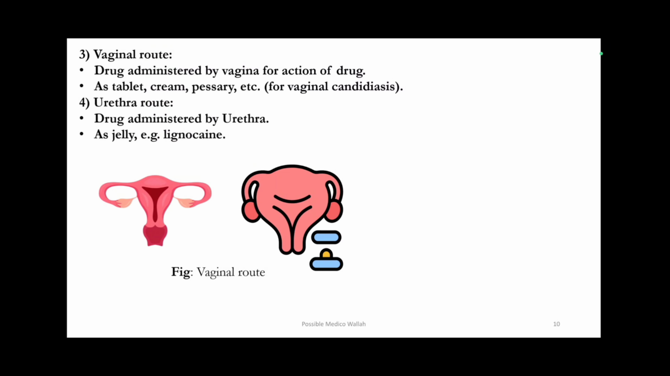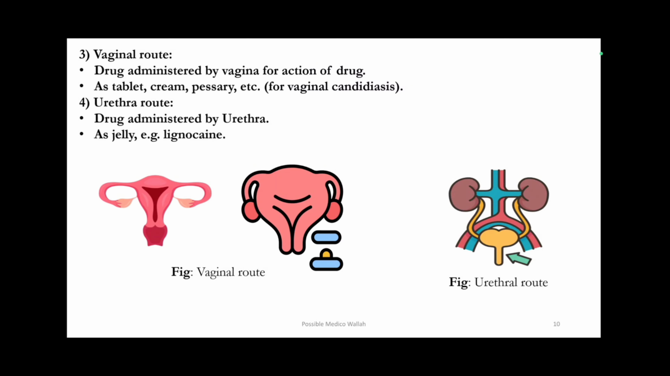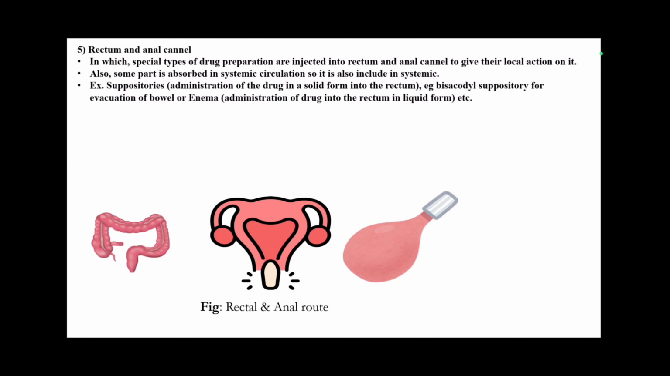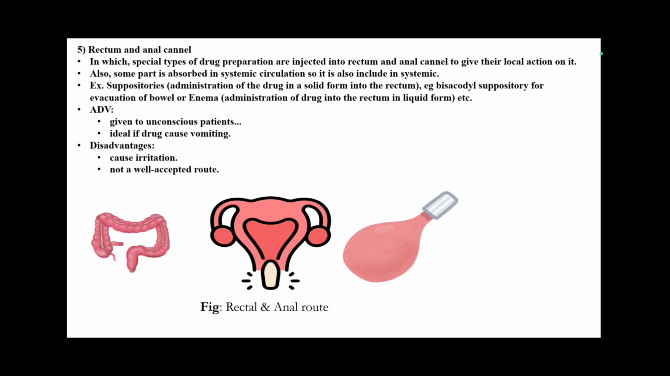Fourth route is the urethral route. Drug is administered by the urethra, as jelly. Example: lignocaine. Fifth route is the rectum and anal canal. In this route, the drug is given into the rectum and anal canal for local action. Examples are suppositories, administration of the drug in solid form into the rectum, and another one is enema. Enema is administration of the drug into the rectum in liquid form.